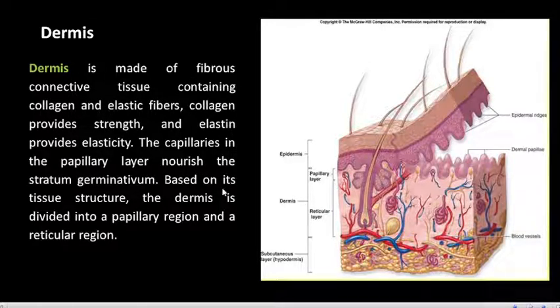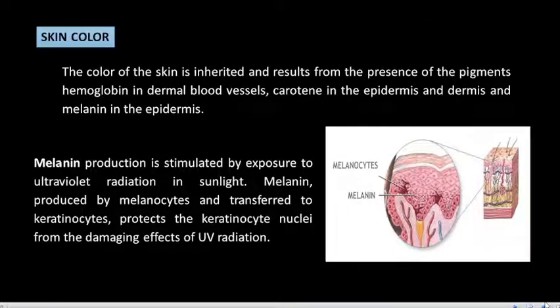Okay? So, based on its tissue structure, the dermis is divided into papillary region and reticular region. Ang reticular region natin, dyan na makikita yung mga mas malalaking blood vessels and also the hair roots. Okay? Let's proceed. Let's go to skin color. The color of the skin is inherited and results from the presence of the pigments hemoglobin, which is found in dermal blood vessels, carotene in the epidermis and dermis, and melanin in the epidermis.